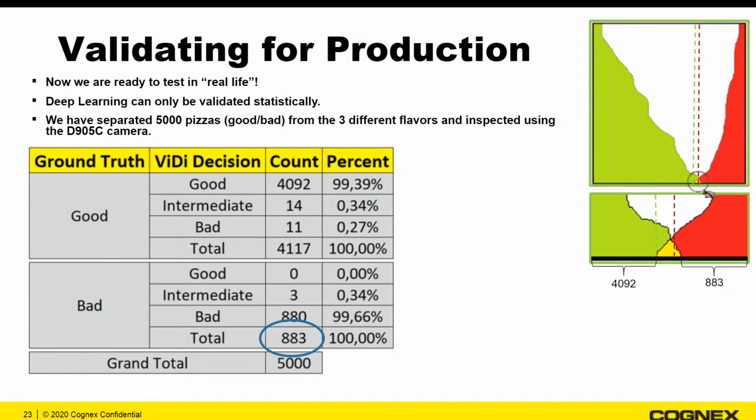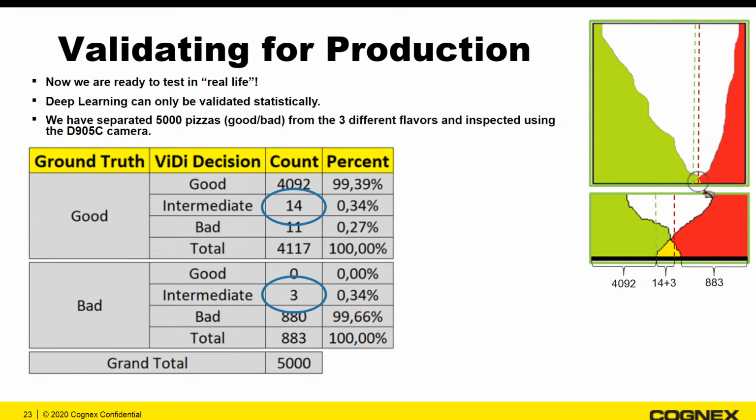On the right side, you see the red ones. These 883 images we labeled as bad, and we also found those as bad. So far, so good. But now we have some intermediate results here, and it's good to have intermediate results. You can see the intermediate results with these dotted green and red lines.